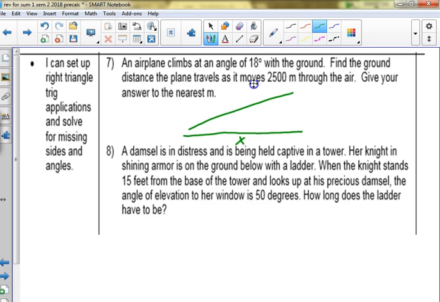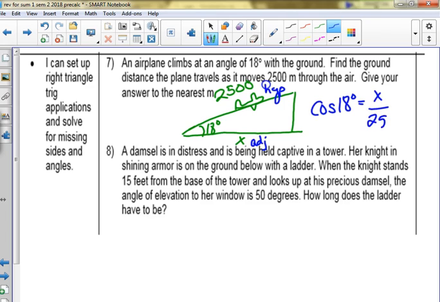The plane travels 2,500 as it moves through the air. Where's the plane? It's on this hypotenuse, right? I can't draw a plane, so it'll be really bad. Just warning you. There we go, plane. So this is 18 degrees, and the path the plane has flown is 2,500. So we want to use what function? Adjacent and hypotenuse. So we want to use the cosine of 18 degrees equals x over 2,500.